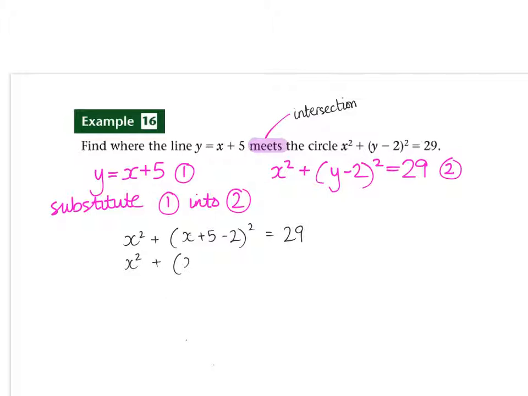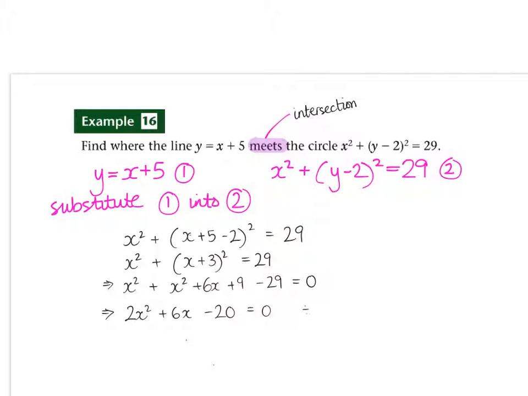And that becomes x plus 3 all squared. And then what we need to do is expand the bracket: square the first, double their product, square the last one, take the 29 across, and what we have is a quadratic. So we've got 2x squared plus 6x minus 20 equals 0.